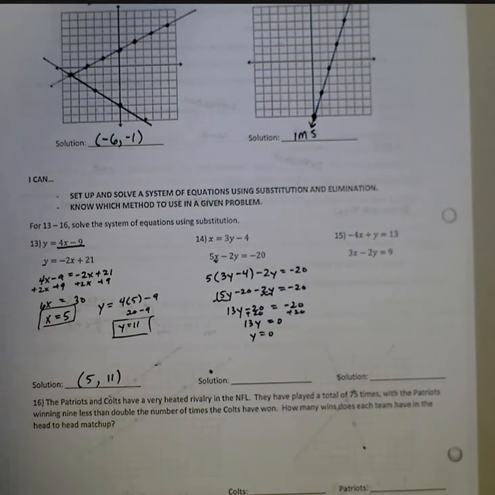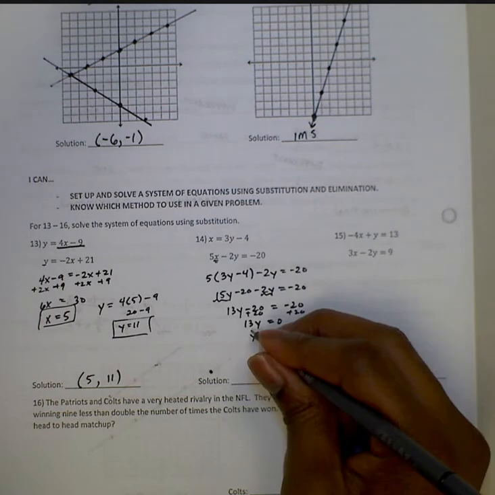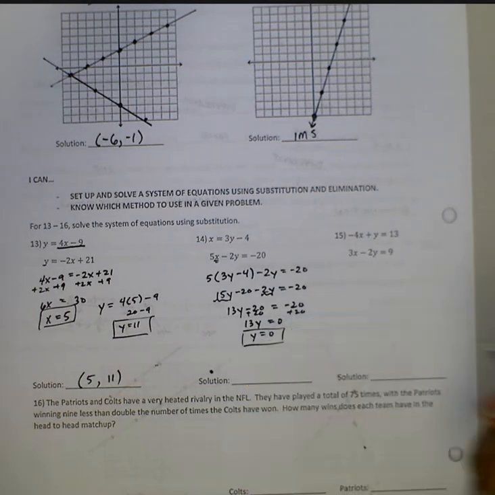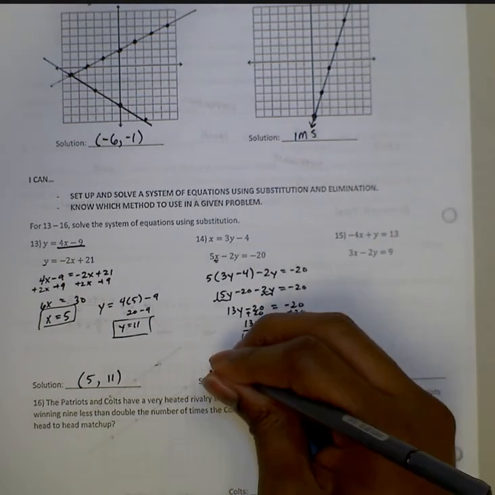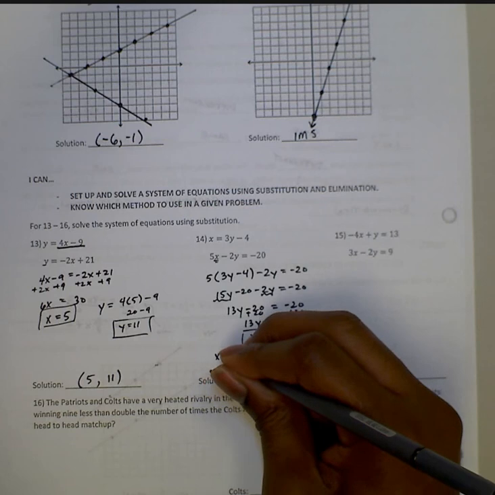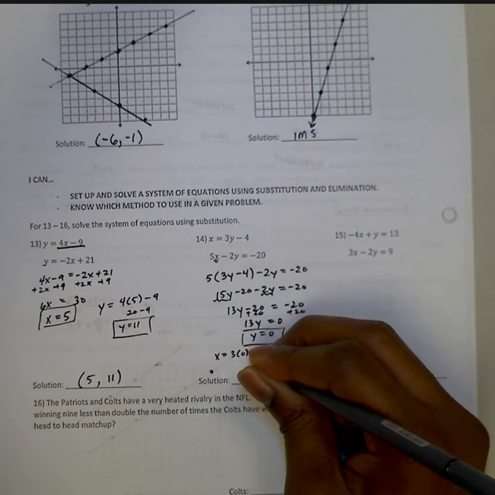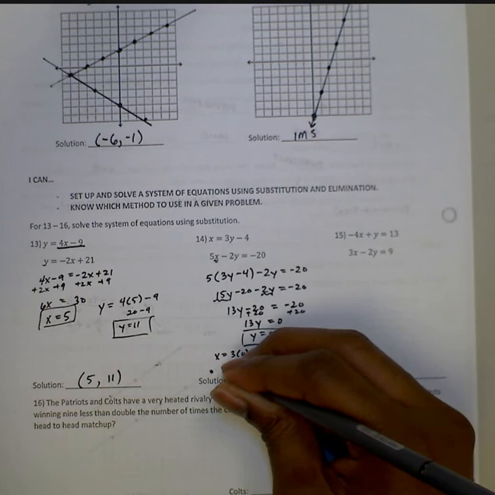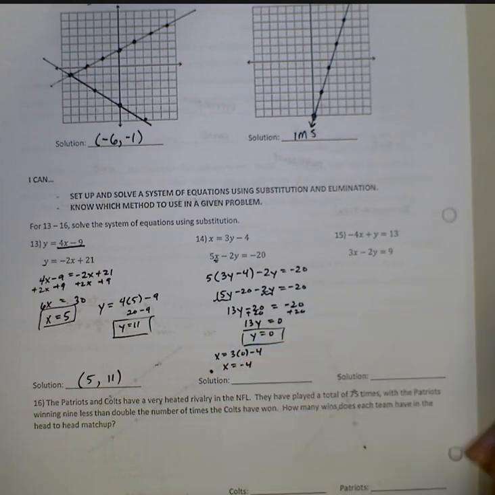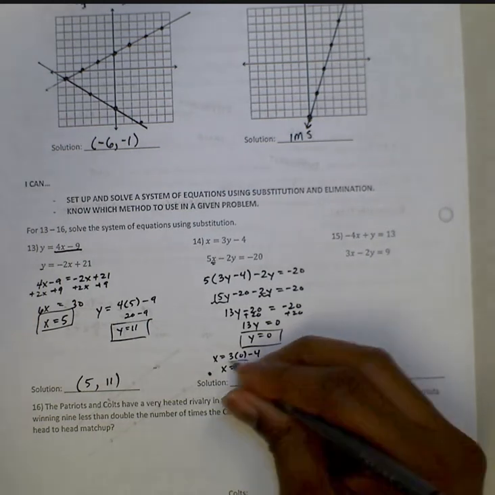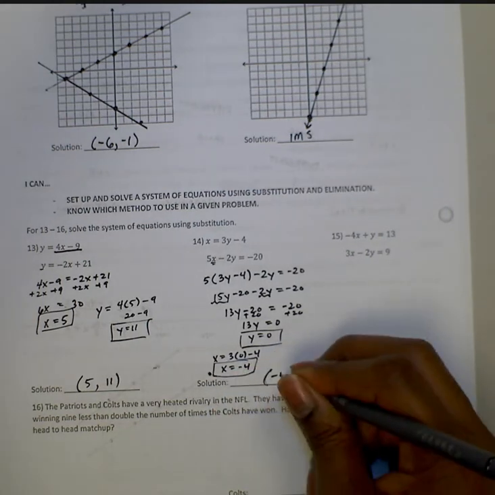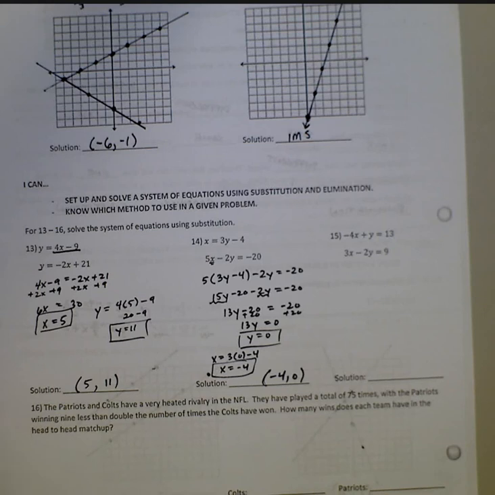And remember that that is okay to get. You can get y equals 0 or any variable equals 0. Plug it in and see what x has to be. Okay, so I'm going to plug it into the first equation because x is already by itself. X equals 3 times 0 minus 4. So 0 minus 4, x equals negative 4. Okay, so our solution then, (x, y).